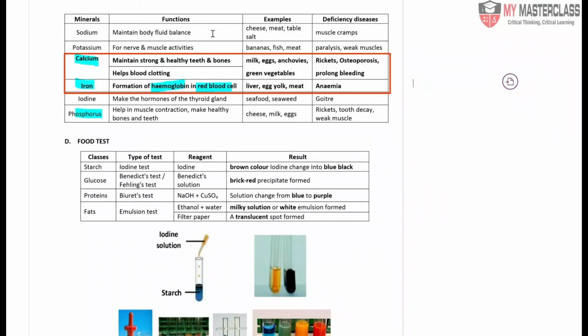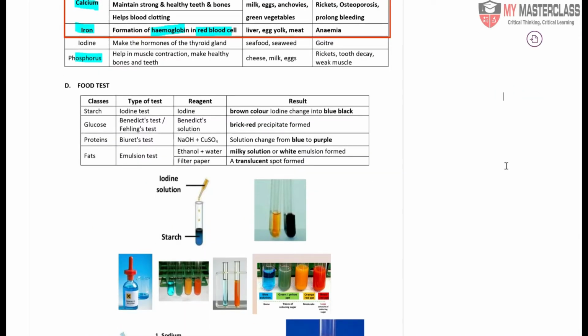So we have got all these different types of food. So how do we test for the presence of this food? Okay, there are 4 main types. Iodine test to test for starch.